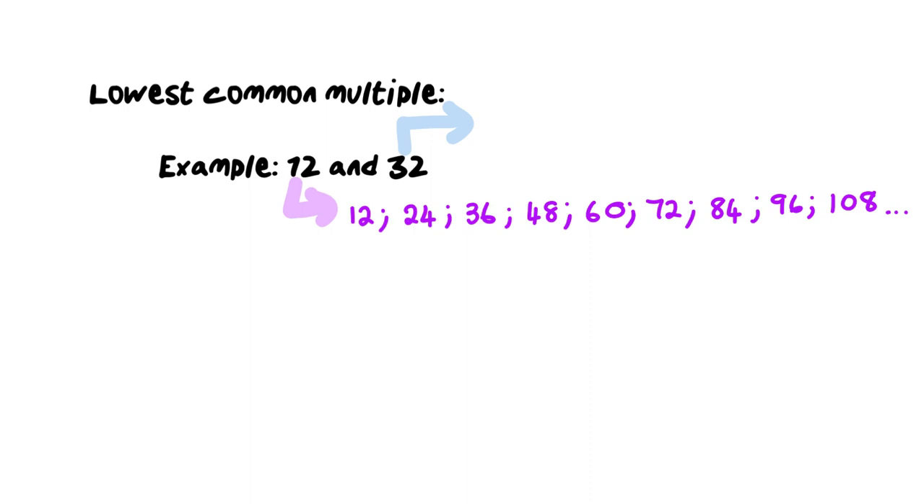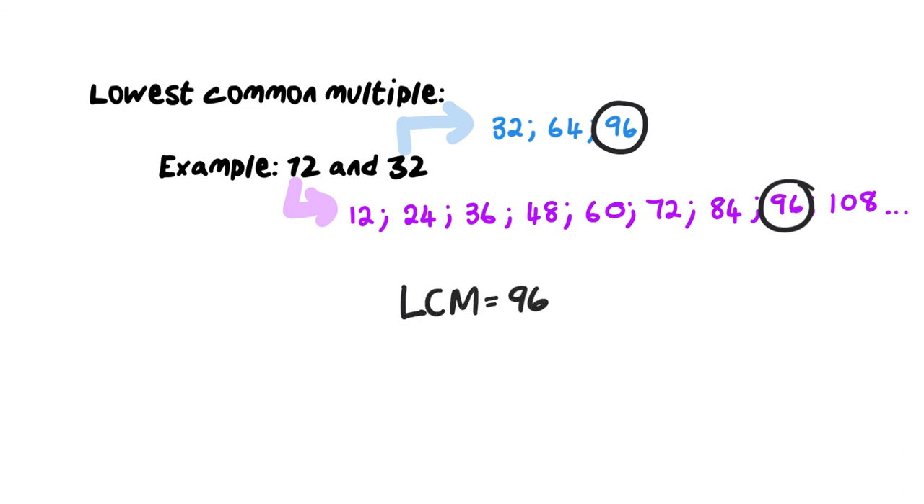So let's now do the same for 32 and see if by any chance we get a multiple that's the same as all the multiples that we listed for 12. So for 32 we have 32, 64, 96. Oh wait, I think 96 rings a bell. So because I have 96 for both of them, my lowest common multiple is 96. But as I just mentioned, this process can be quite tedious.